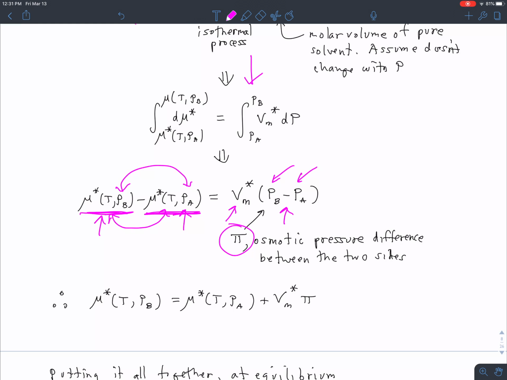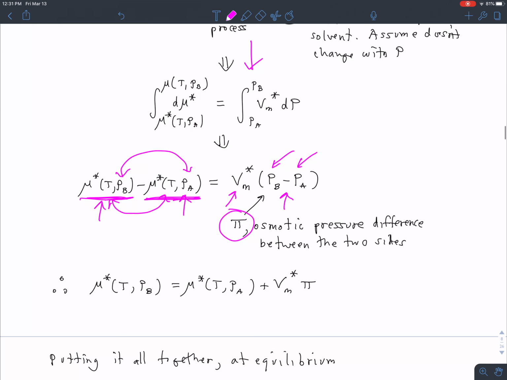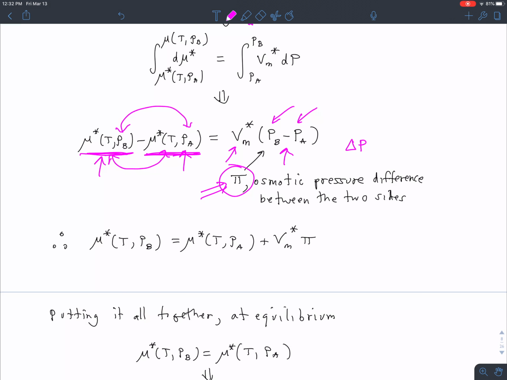We call it pi, the Greek letter for P. You could call it delta P as well, and sometimes it is called delta P, but it is fairly standard to call the osmotic pressure difference by this Greek letter pi. Sometimes it's a capital pi. Your book likes to use a lowercase pi, so I'll use a lowercase pi too.